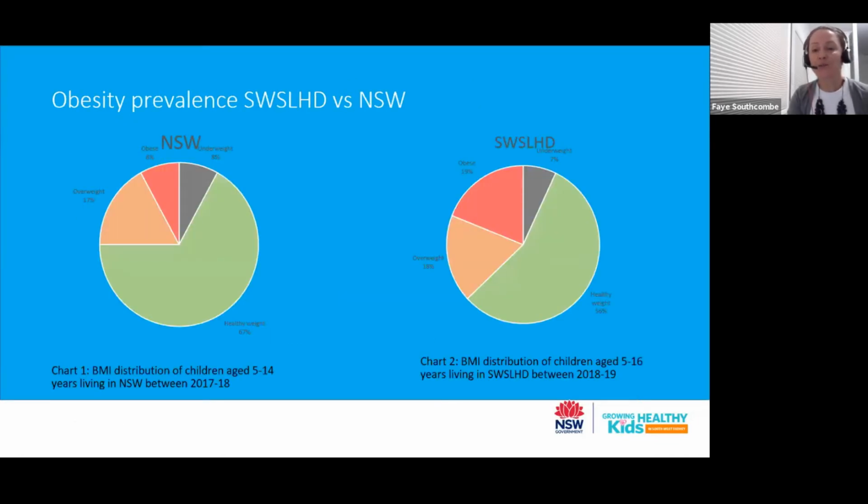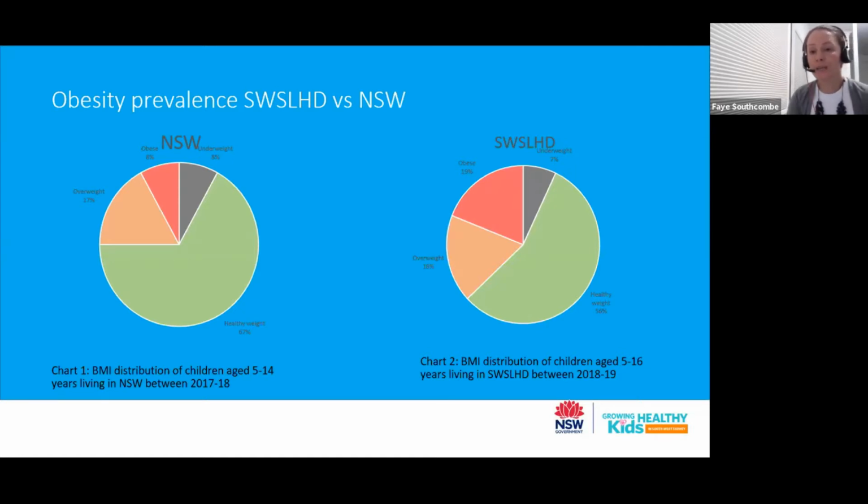All right, so obesity prevalence in Southwestern Sydney Local Health District versus our New South Wales population level stats. This is data taken from 2017 to 2018 for children aged 5 to 14 years of age. Most children in New South Wales sit within the healthy weight range, but around 24% of children are affected by overweight and obesity. So 17% of those are affected by overweight and 7.7% affected by obesity.